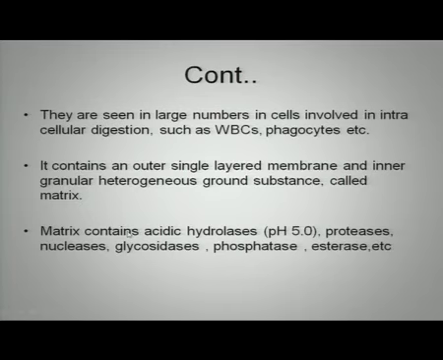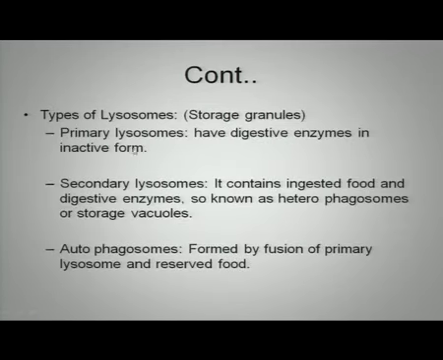And this matrix contains acidic hydrolases of pH 5, proteases meant for digestion of protein, nucleases, digestion of nucleic acids, glycosidases, phosphatase and esterases, etc. Now, come to the different types of lysosomes, or the different types of storage granules.